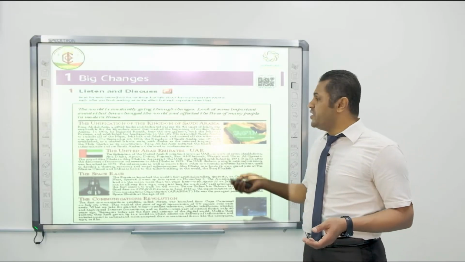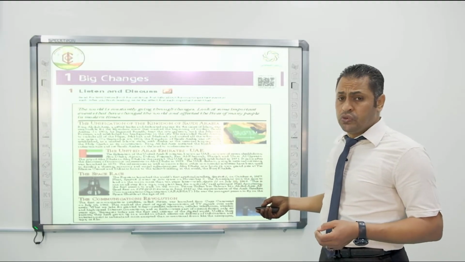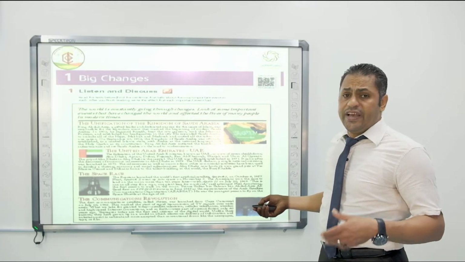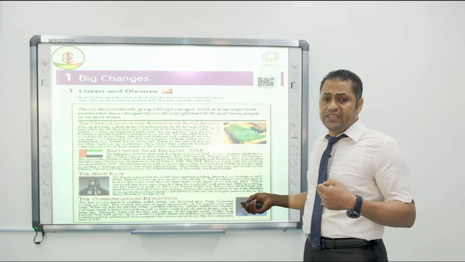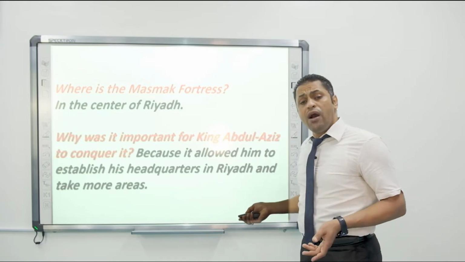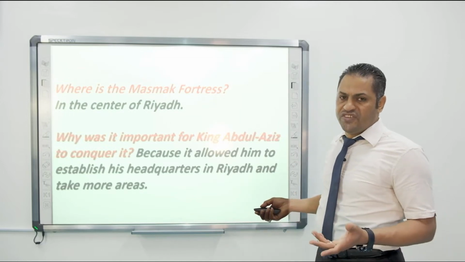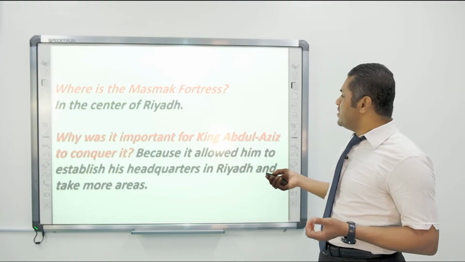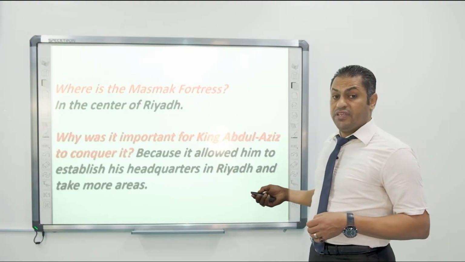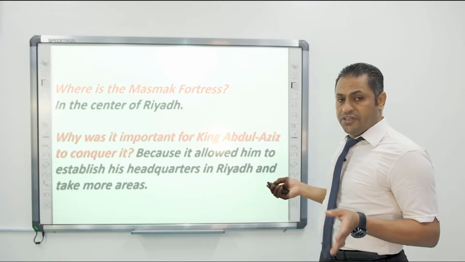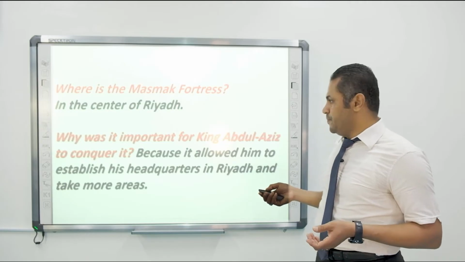Now you are going to read these paragraphs to conclude information and to answer certain questions to make use of this information. Now I am going to ask you some questions related to these paragraphs. Where is the Masmak fortress? The Masmak fortress is in the center of Riyadh. Riyadh is the capital of Saudi Arabia.